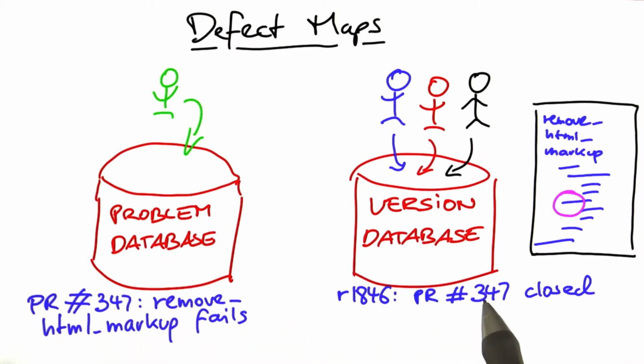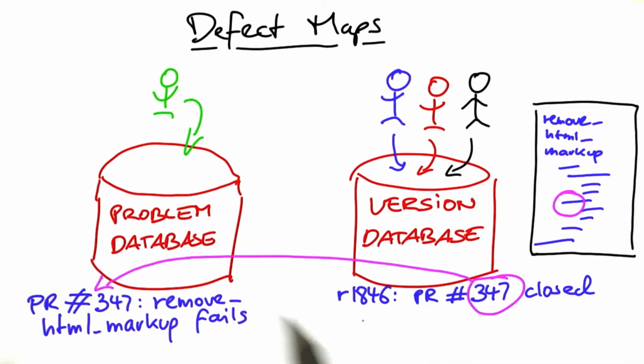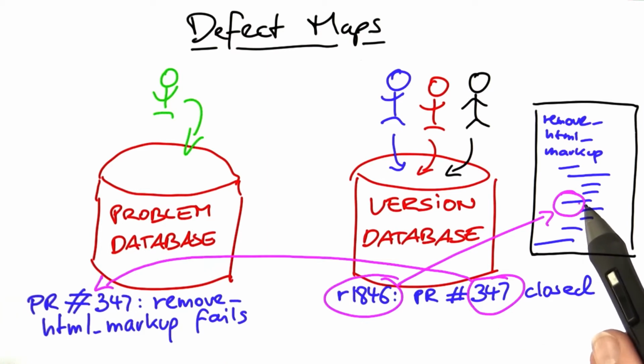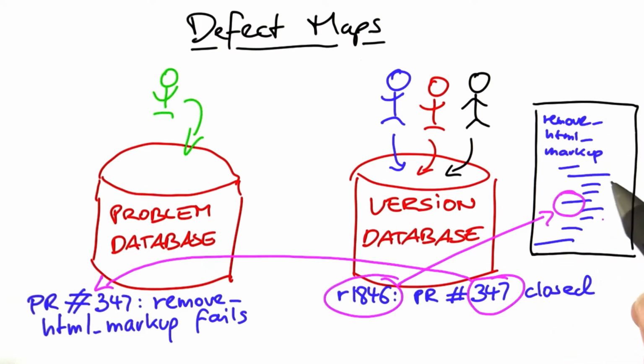We can now go and relate the change to the actual problem report, because the change message has the actual number of the problem report in here, and we can use that to retrieve the precise problem report. Since we also know where the change has been applied, namely in this part of the file, we now have a link from the problem database to a specific place in the code. This allows us, for every piece of code, to identify the problems that were associated with it.